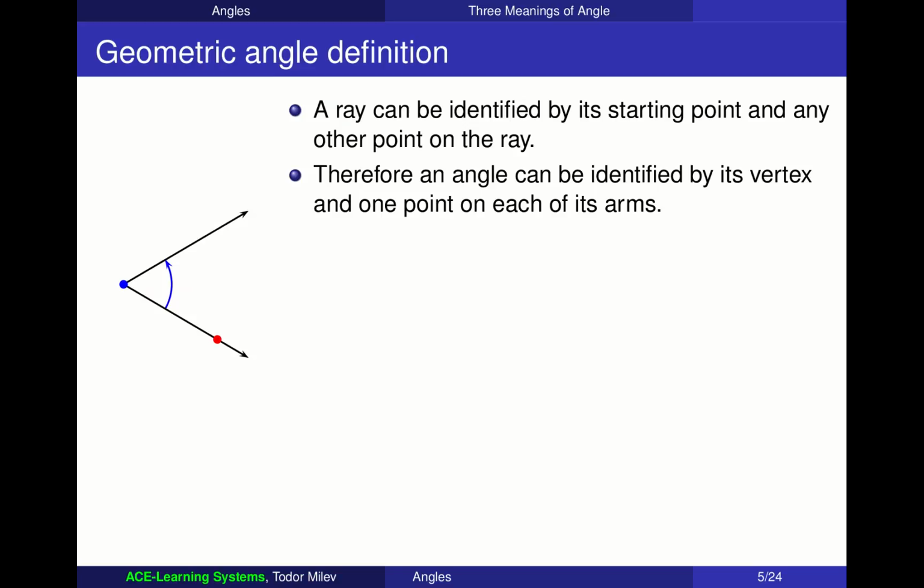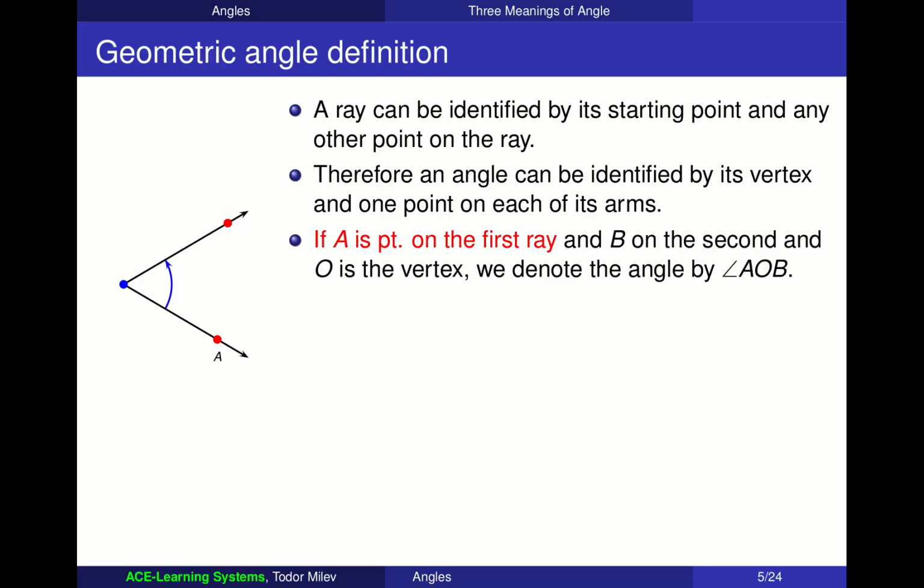Therefore, an angle can be identified by its vertex, and one point on each of its arms. So if I pick one point on this arm, I've identified the first arm of my angle, and if I pick another point on the terminal arm of the angle, I've identified the terminal arm of the angle.